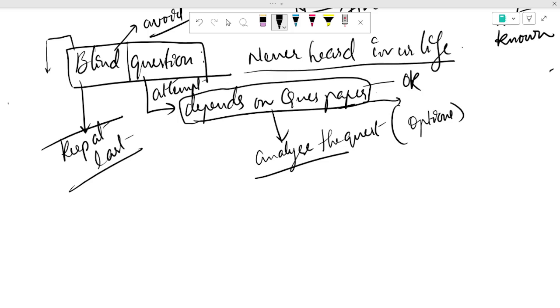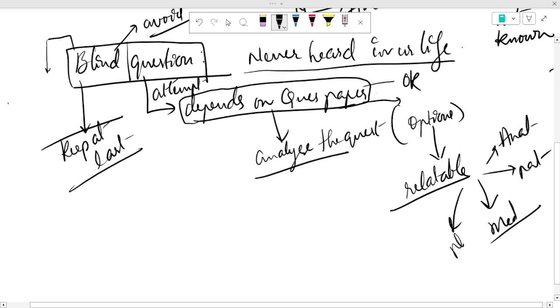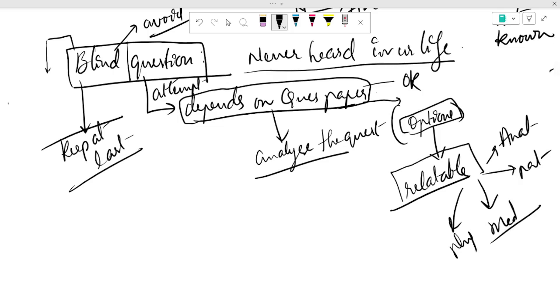Regarding the options, always believe in one thing: these options are most of the time relatable. Relatable either in an anatomical aspect, or a pathological aspect, or a medical aspect, or even a physiological aspect. In either one of these, obviously the options given in MCQs will be relatable. They will not give completely unrelatable options. Why? Because if they have given completely unrelatable options, then obviously you can rule them out.